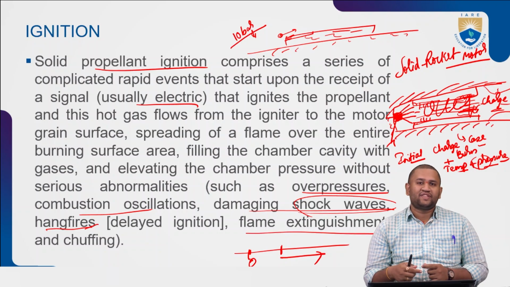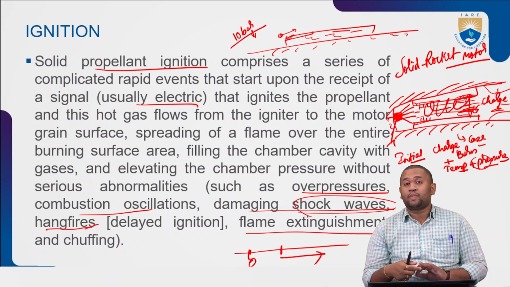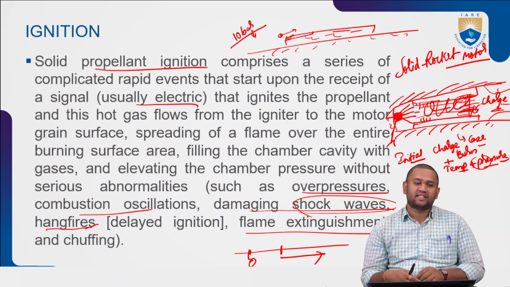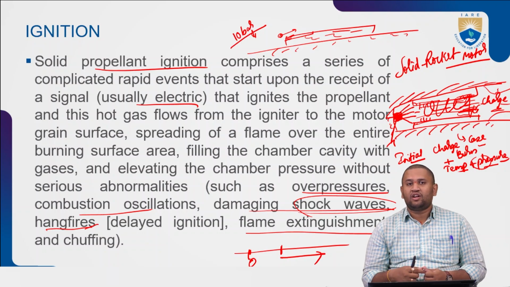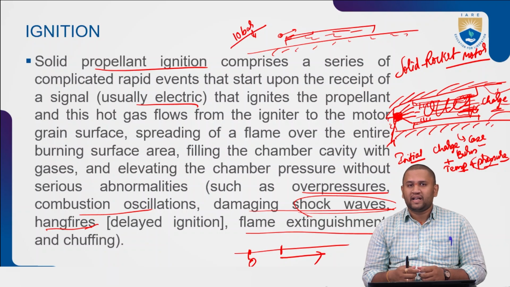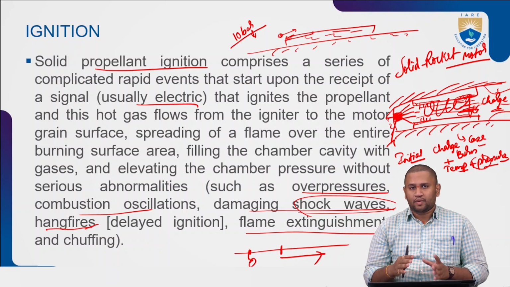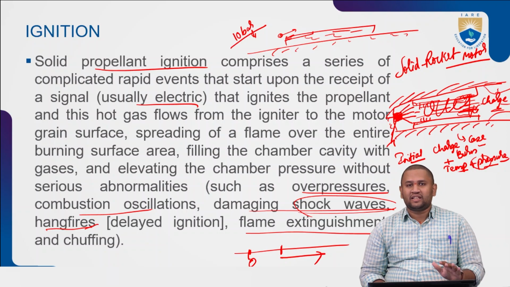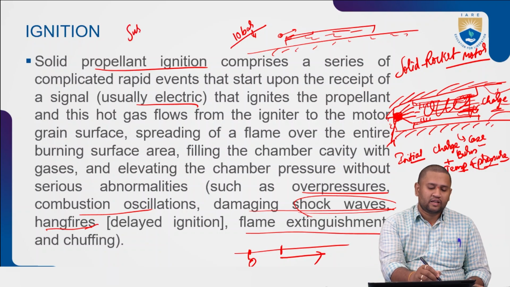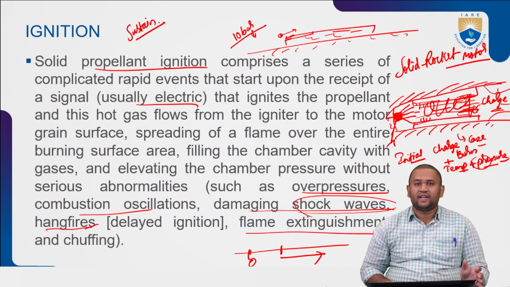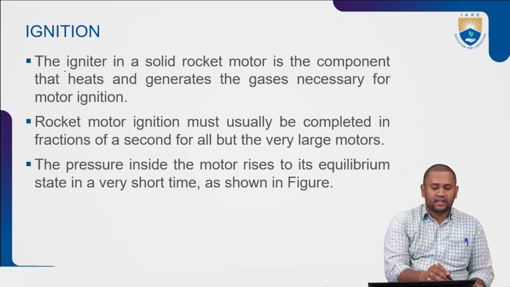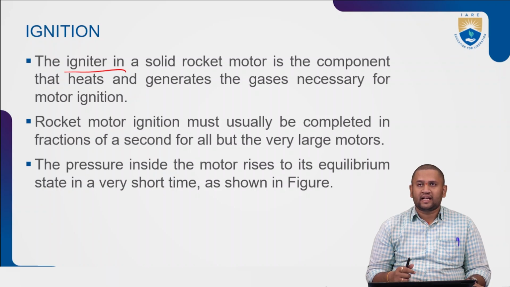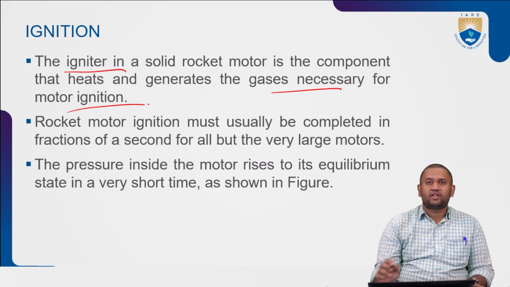If there is no sufficient pressure, temperature, as well as propellant available, the flame, particularly the ignition flame, tends to extinguish itself, right? So in order to minimize that, we are supposed to maintain proper proportions of the propellant as well as the gases, particularly temperature and pressure, to sustain the flame, right? The igniter in a solid rocket motor is the component that heats and generates the gases that are necessary for the rocket motor ignition.